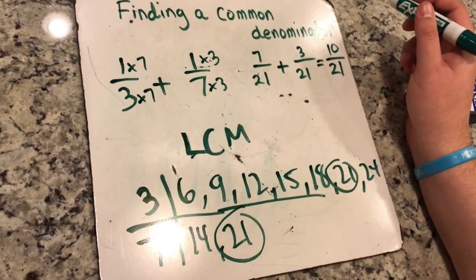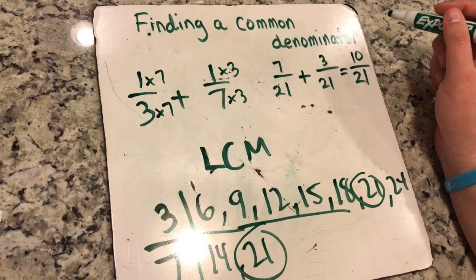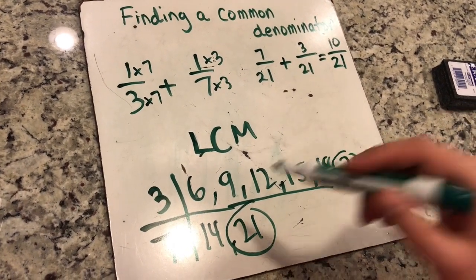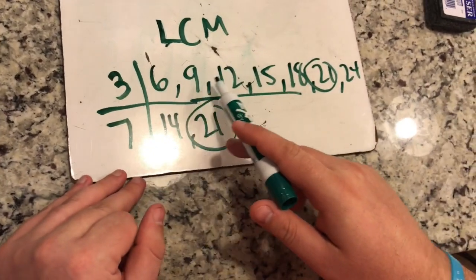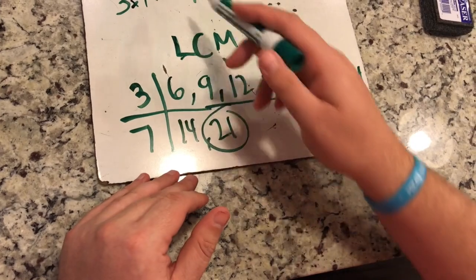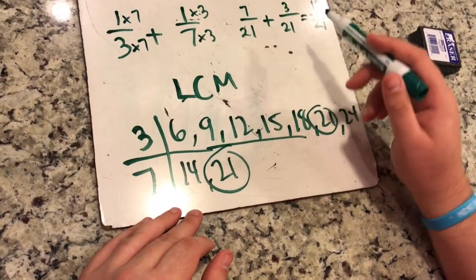Okay, so this is how you find common denominators. The easiest way, if you can't think of a number in your head, is to do the LCM. Skip count until you find the first number they have in common, and then you know the number you could be looking for on the bottom.